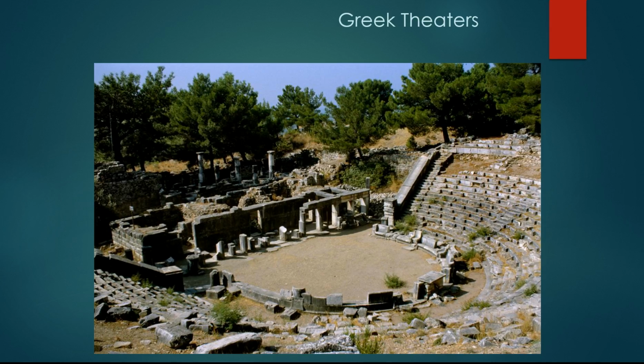Another view of a smaller theater. On this one you can start to see a portion of the proscenium that's there. The Greeks built theaters everywhere that they went, everywhere that they established a colony. That was one of the civic structures that they felt was essential to their culture.